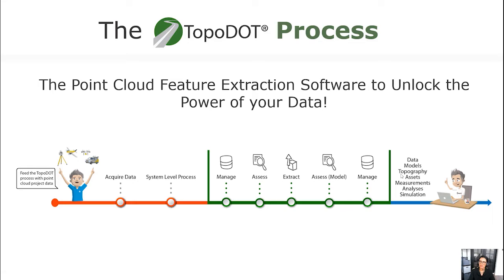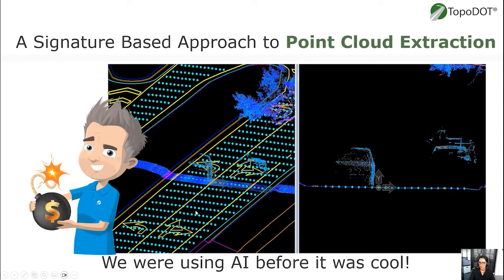And then you have a third qualification step that assesses the model against the point cloud, giving you assurance throughout the process to eventually deliver whatever it is that you're trying to export, a report, an AutoCAD file, a GIS file, etc. So this process will allow you to be successful at the feature extraction process from your point cloud data. It's the key to unlock the power of your data. So let's talk about some of the differences between TopoDOT and other products out there.